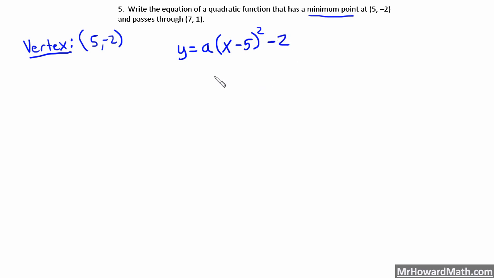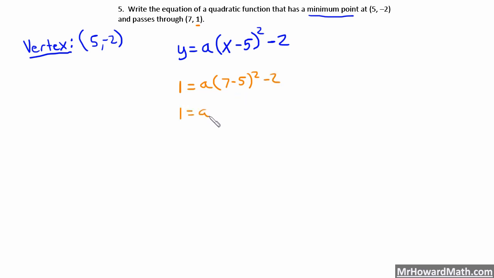Alright, so now we take this equation and we substitute the 7 in for x right there and the 1 in for y right there. Okay, so let's do that. We'll do that in another color. It's to find our a value. So y, we're subbing in a 1 here, that's this one right here, equals a, which we're trying to find. We're plugging in a 7 in for the x, so that's 7 minus 5 all squared minus 2.